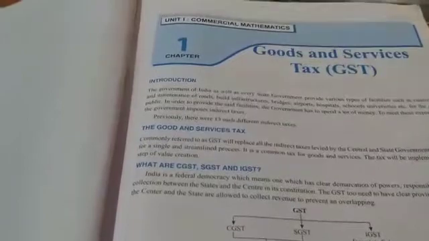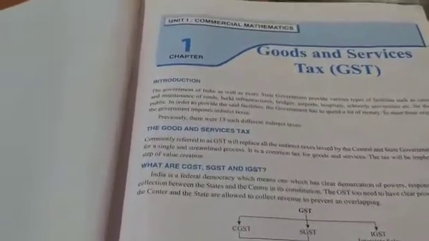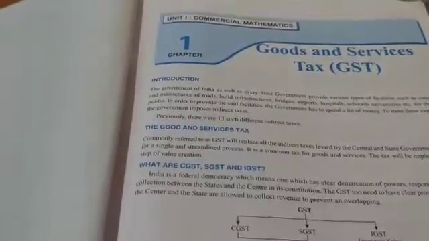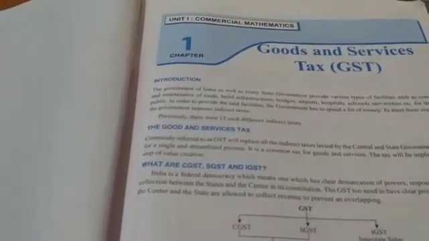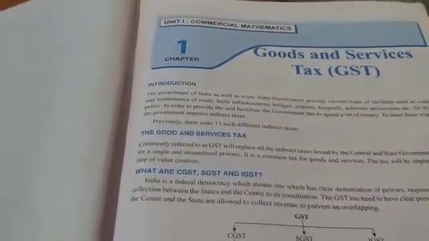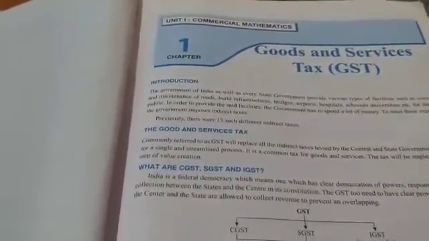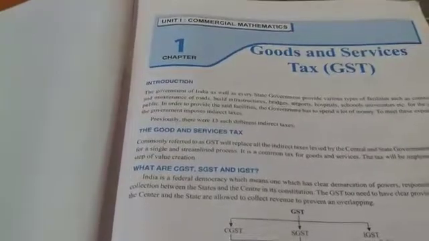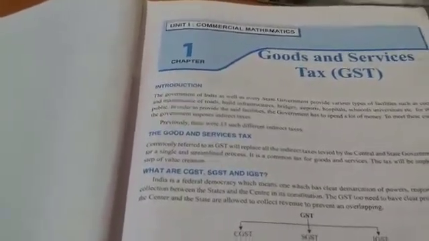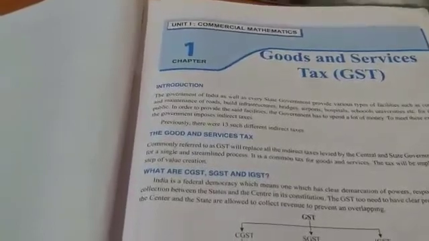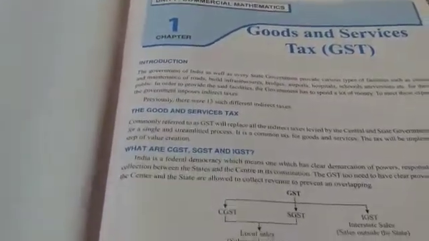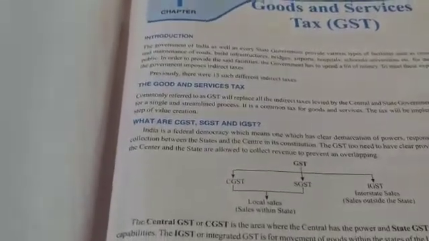To collect this money, the government imposes tax. The taxes collected by the government have various types. One of the types is Goods and Service Tax. In short, we call it GST.